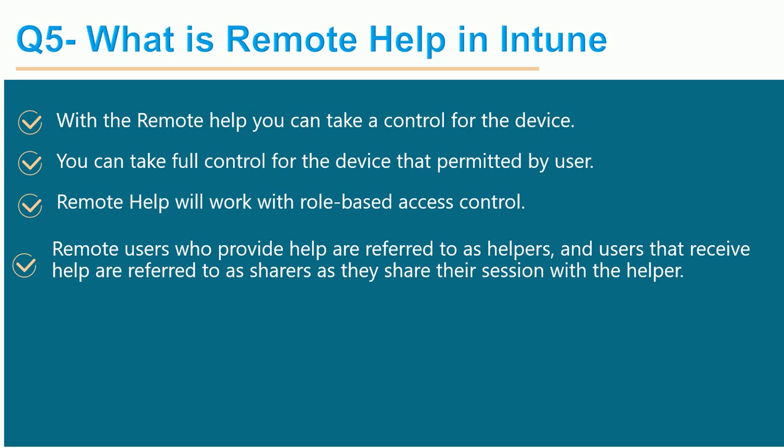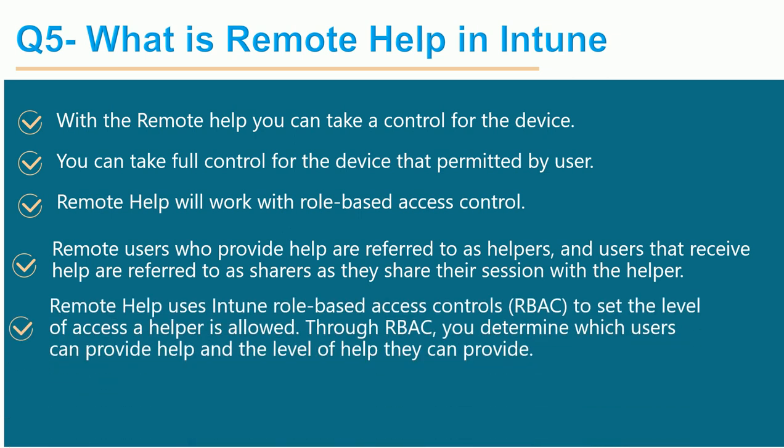On Teams you can get control, but you have read-only access. You can't perform any admin activity, or you get the same access the user has. But with Remote Help, if you raise the connection, you get access based on your ID access. Suppose you are the Intune administrator, you will get admin access on the end user device by default. Remote Help uses Intune role based access, called RBAC, to set the level of access a helper is allowed.